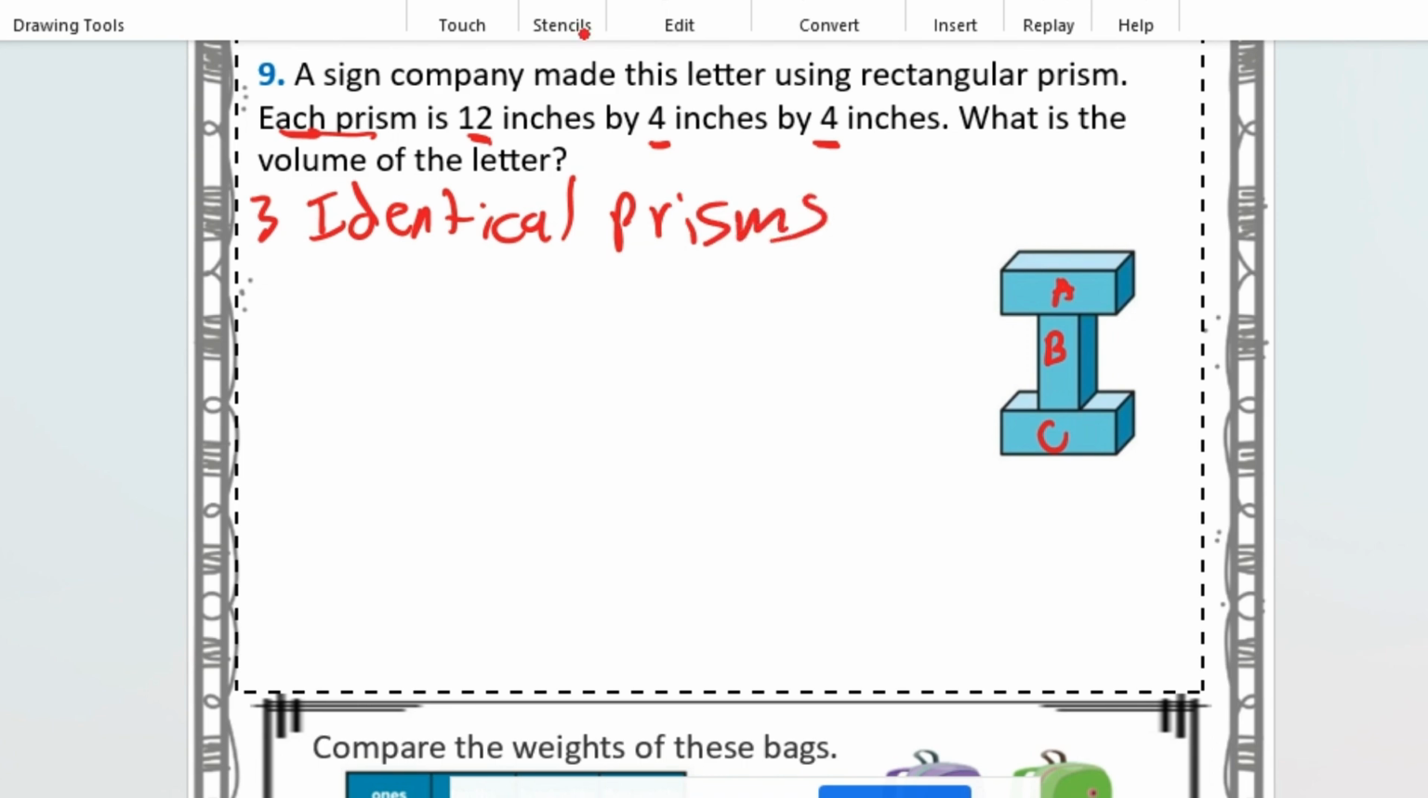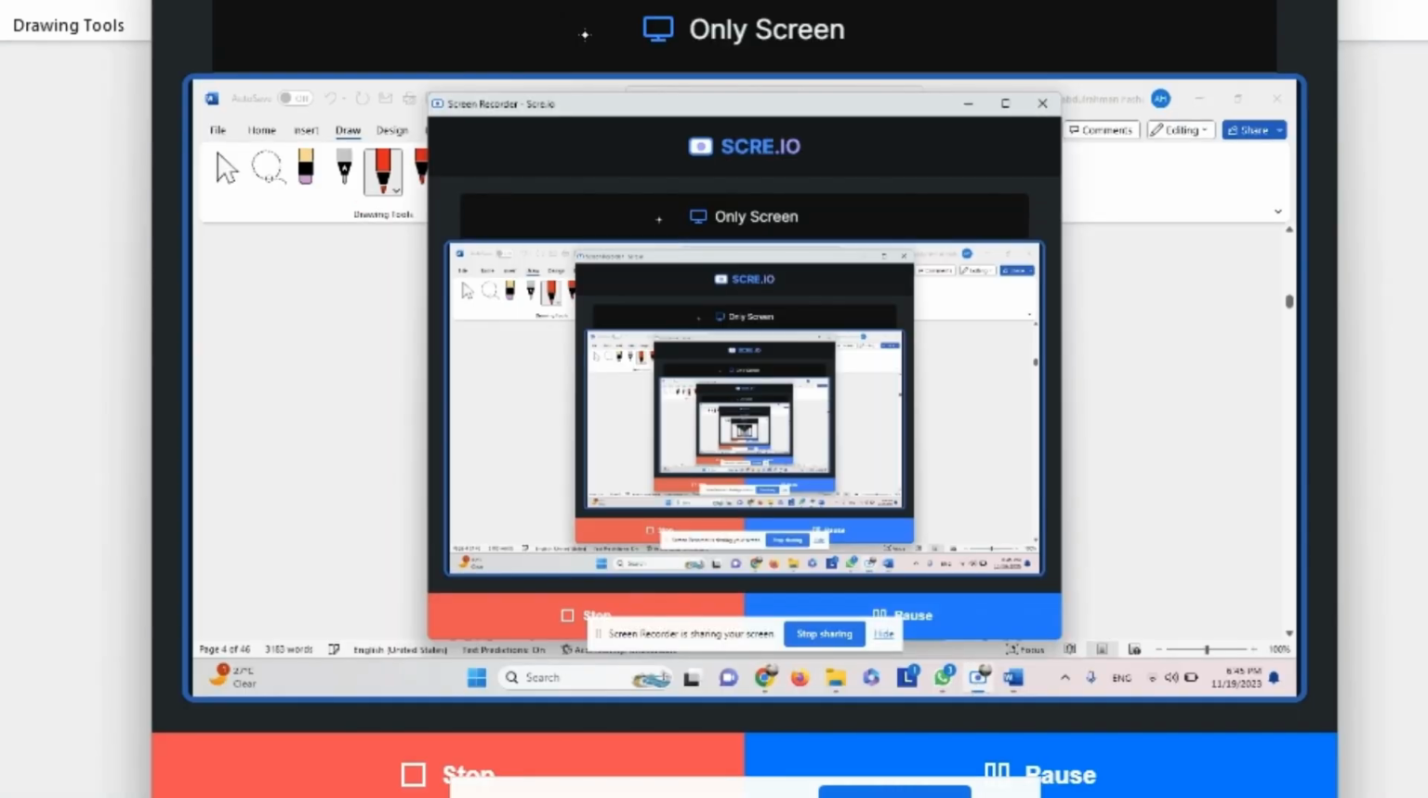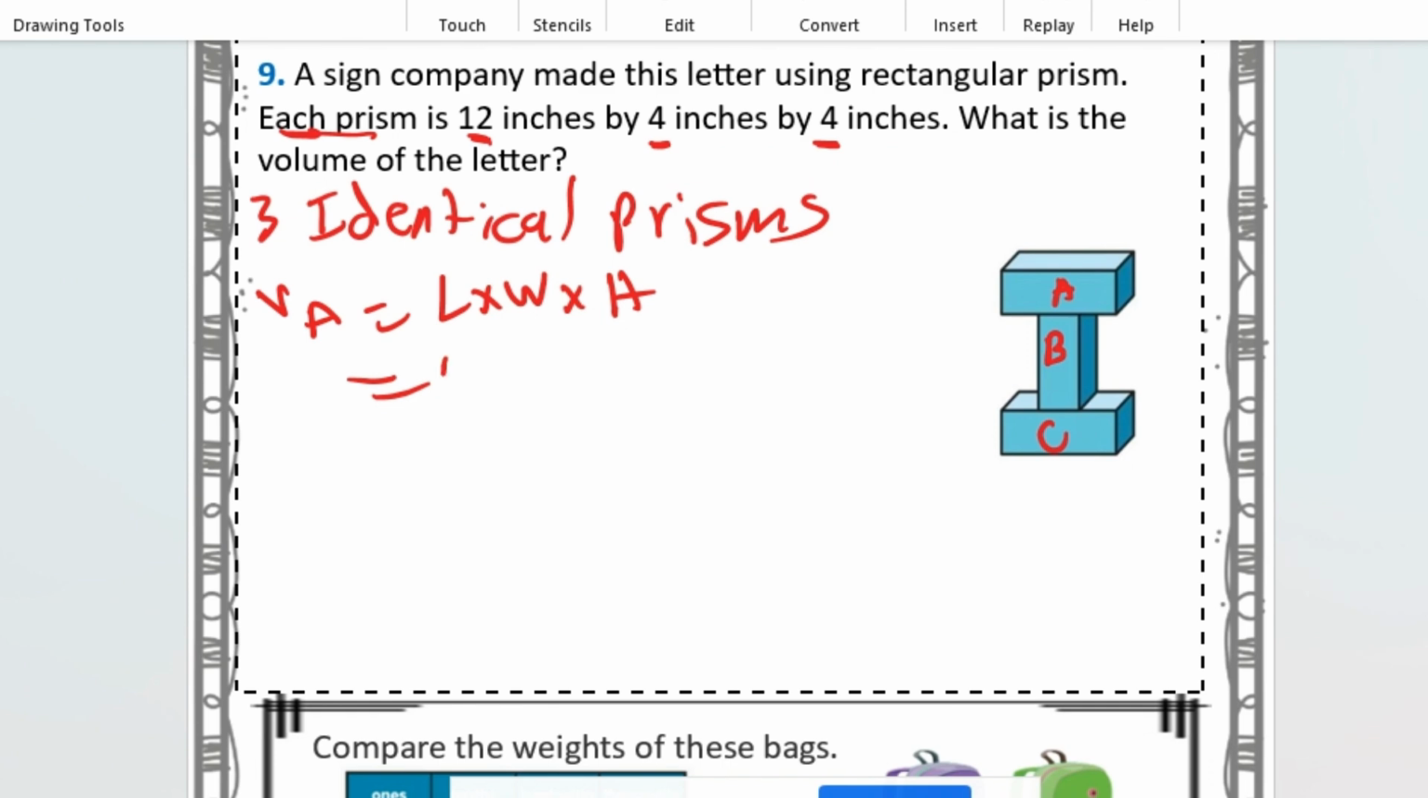The easiest way is to find just the volume of one of them and multiply by 3. So V of A equal L times W times H, which will be 12 times 4 times 4. 4 times 4 is 16, times 12 will be 192. Okay, it will be 192. We don't forget the inch cube.